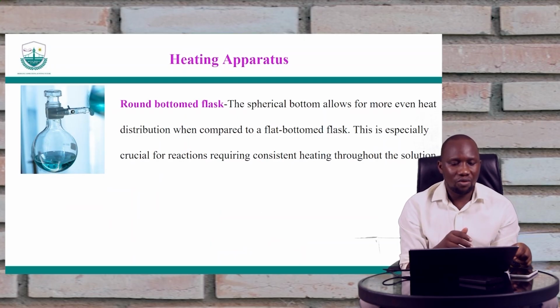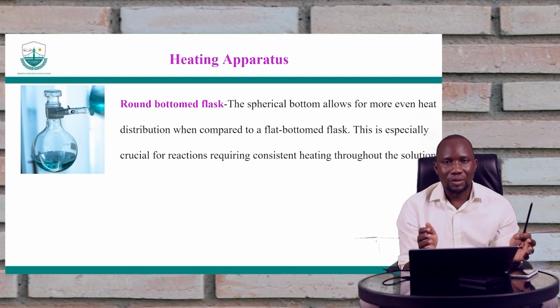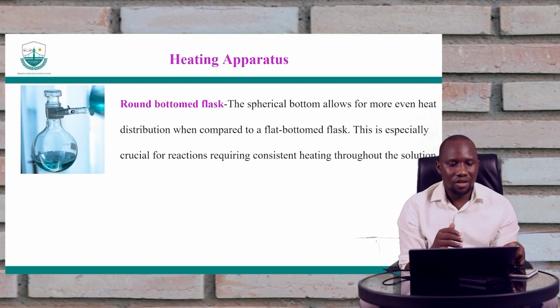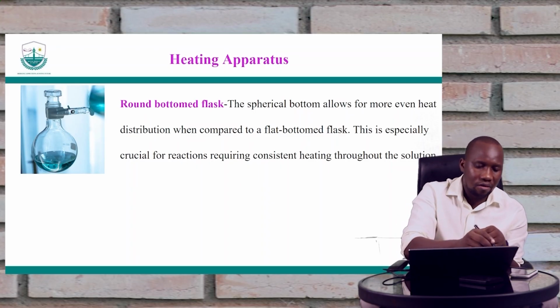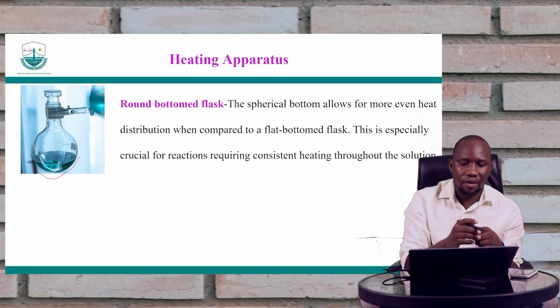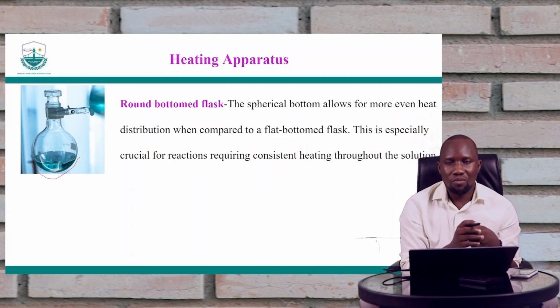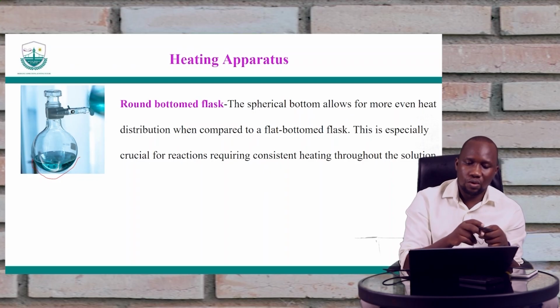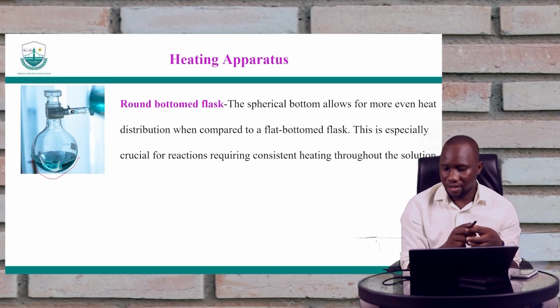The unique thing with the round bottom flask is that, of course, it is not going to be stable. You can't put it on a table and it is stable. No, you need to support it. Okay, so this kind of shape that you see here is very important for distributing heat. If you're heating a substance and you want the heat to be distributed uniformly, you need to use a round bottom flask.